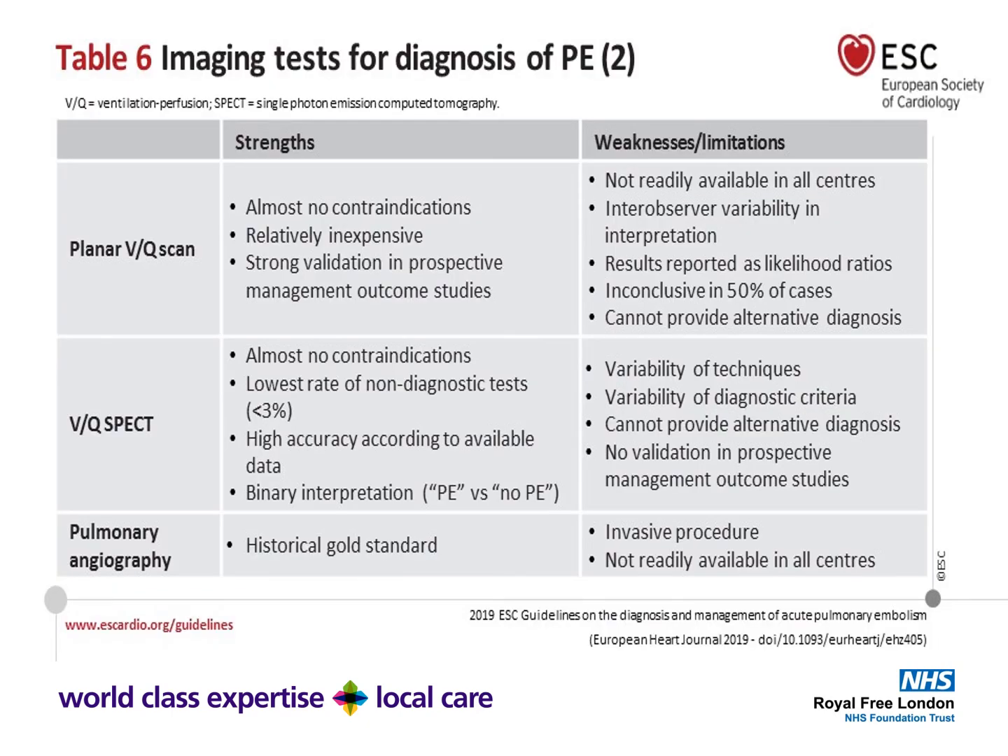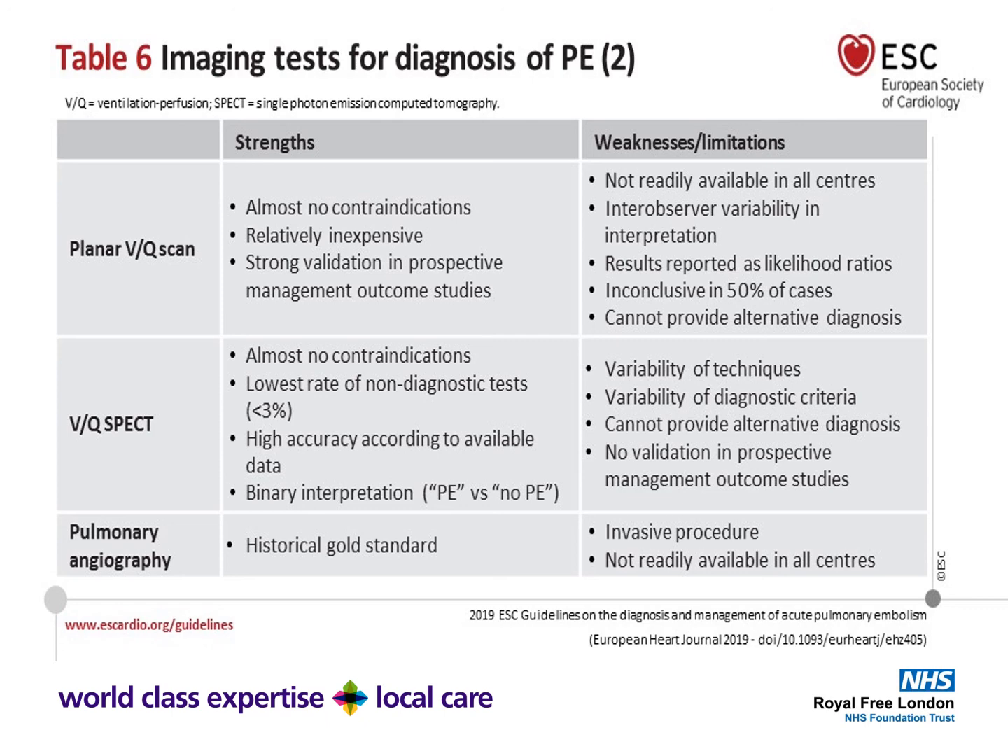So let's talk about the imaging tests for diagnosis of PE. Some of you will be probably most familiar with a computerized tomography pulmonary angiography, or CTPA, or a VQ scan. So the strengths of VQ scan, for example, is that it is relatively inexpensive, almost no contraindications, and strongly valid in prospective management outcome studies. Difficulty, of course, is you need a nuclear medicine department.